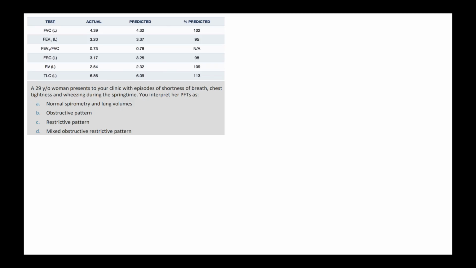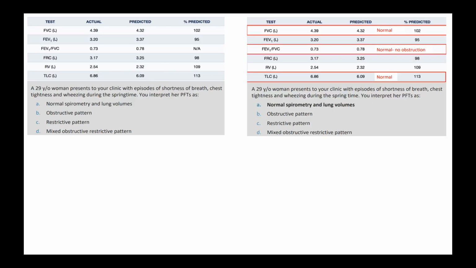But air trapping. The TLC is high. So it's a normal spirometry and normal lung volume. Okay. Thus, this patient presents to your clinic with shortness of breath, chest tightness, wheezing during springtime, so this is only a seasonal asthma. But for now, at the time of doing this, there are no problems at all.